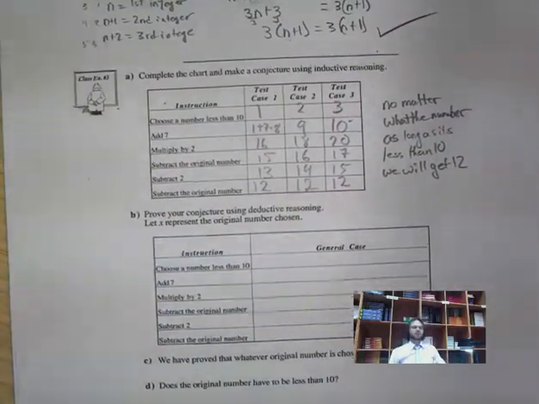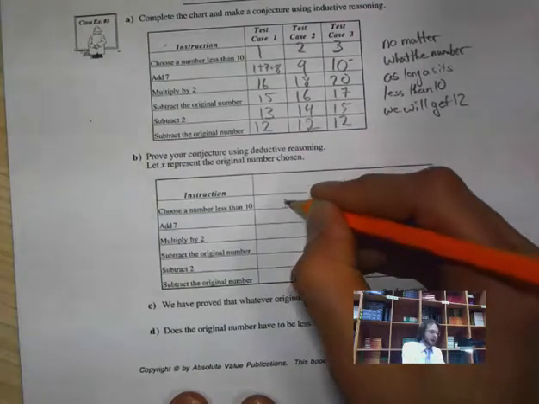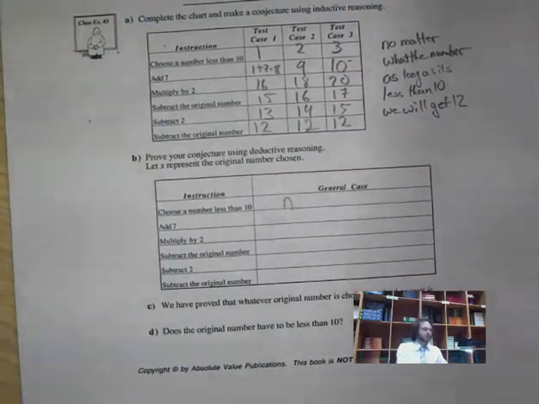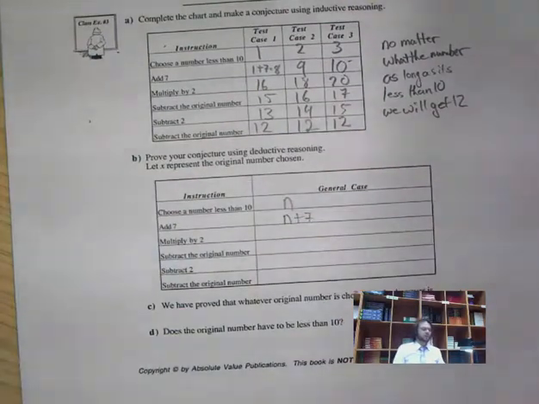Now let's try and prove that using inductive reasoning. So I'm going to choose a number less than 10. In this case, I'm going to say n, some number less than 10. Now I'm going to add 7, so it's going to be n plus 7. Now I multiply that by 2.